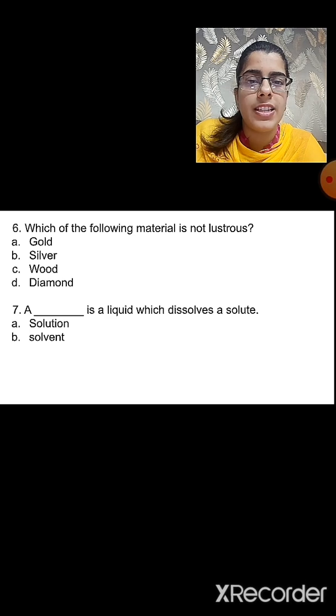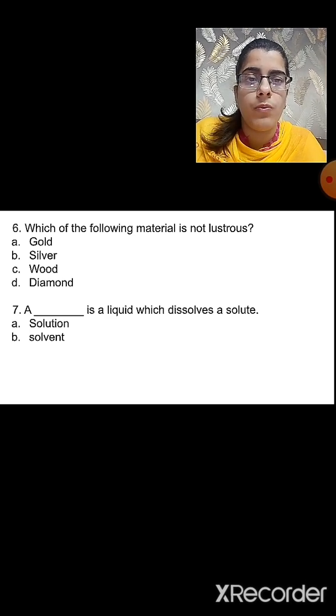7th, a dash is a liquid which dissolves a solute. So in a solution, what dissolves a solute? Solvent dissolves a solute to form a solution. So the answer will be solvent. It will not be a solution. When solvent and solute mix together, then only it will form a solution. Like when sugar and water are mixed together, they form a sugar solution.